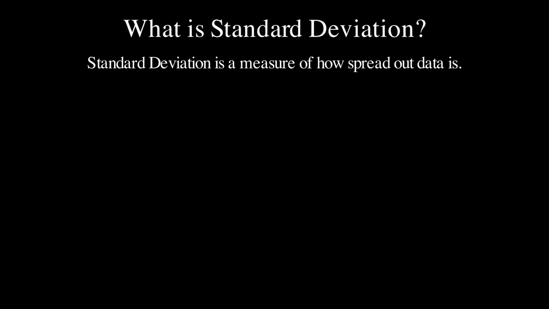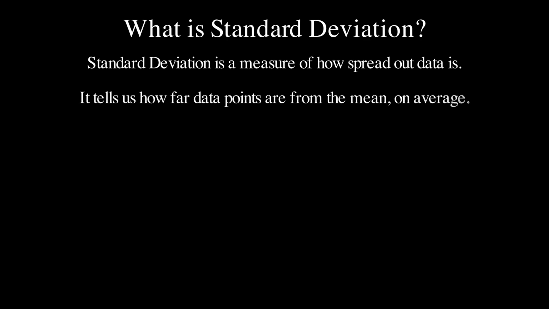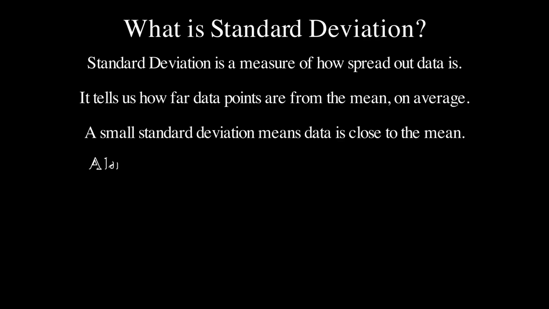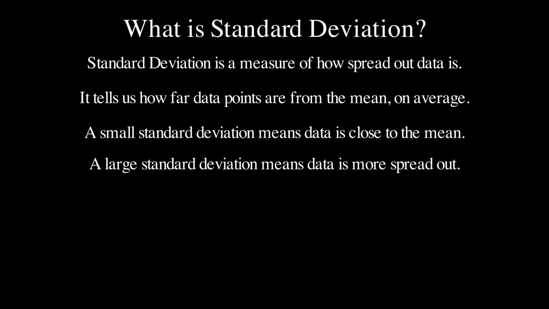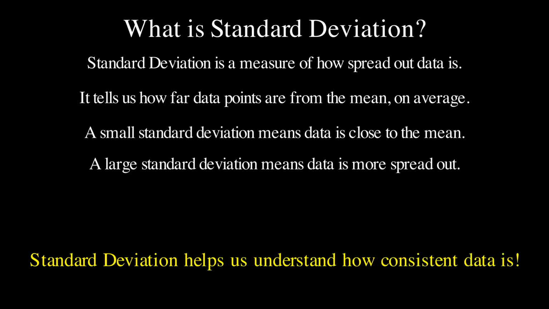So what is standard deviation? In statistics, standard deviation is a measure of how spread out data is. It tells us how far data points are from the mean. A smaller standard deviation value means data is close to the mean, and a larger means data is more spread out. Standard deviation helps us understand how consistent your data is.